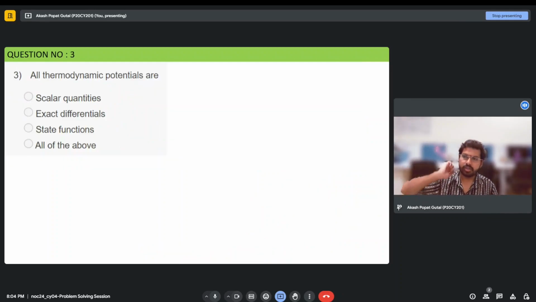So the next question is: all thermodynamic potentials are scalar quantities, exact differentials, state functions, or all of the above. You can take 1 minute to solve this question. Very simple.